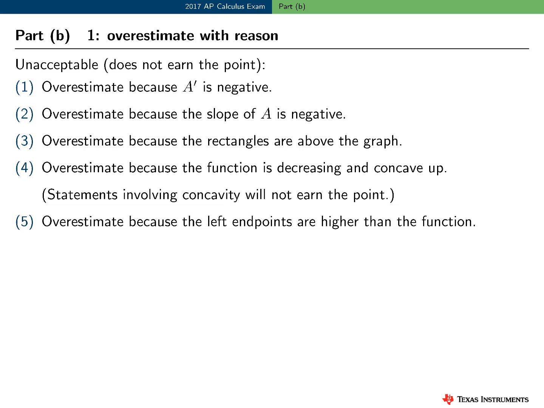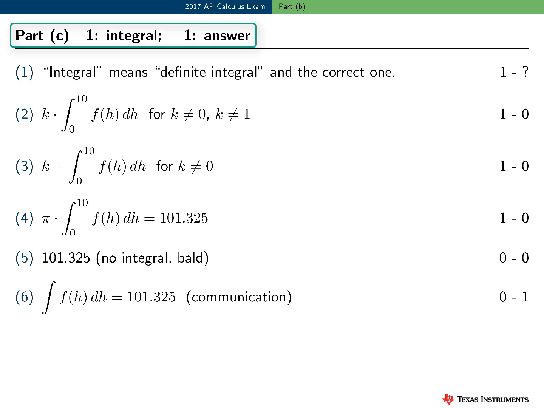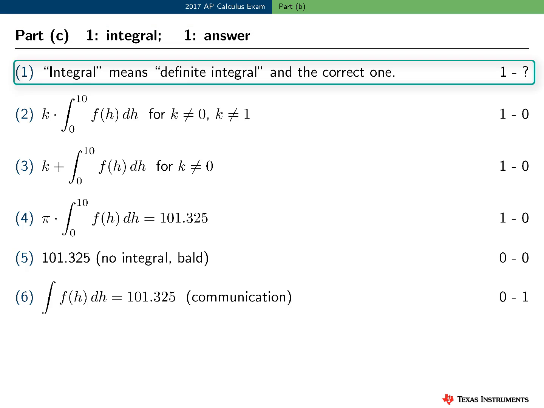Please note that in each of these examples, we can almost understand what the student is trying to convey, but they simply have not used good communication to present a reason involving the function A. Part C was worth 2 points, 1 point for the correct integral and 1 point for the answer. And integral here on the scoring guidelines means definite integral, and of course the correct definite integral.